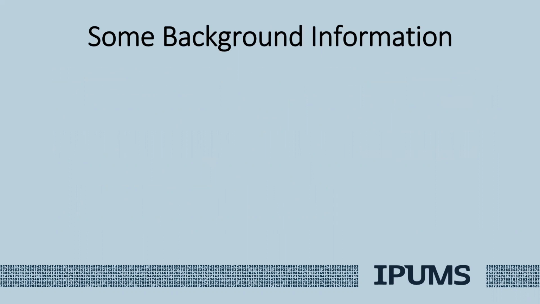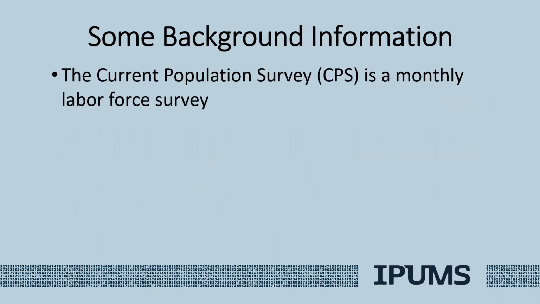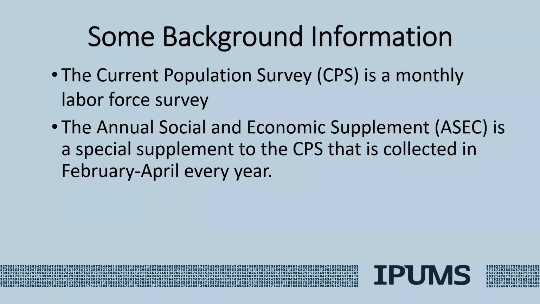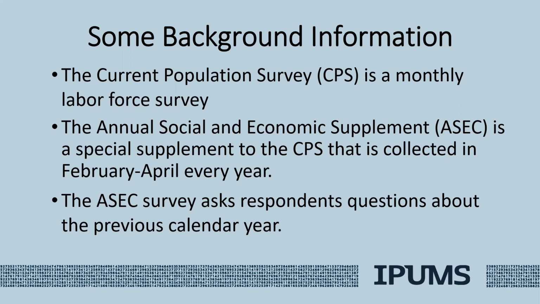As many of you already know, the Current Population Survey, or CPS, is a monthly labor force survey. One of the most used CPS files is the Annual Social and Economic Supplement, or ASEC file. These data are collected every year in February through April, so they're actually being collected right now for 2023. Very exciting. The ASEC survey asks respondents questions about the previous calendar year, so the data being collected this year in 2023 asks respondents to give information about the year 2022.